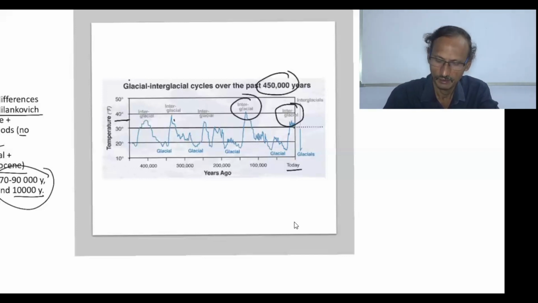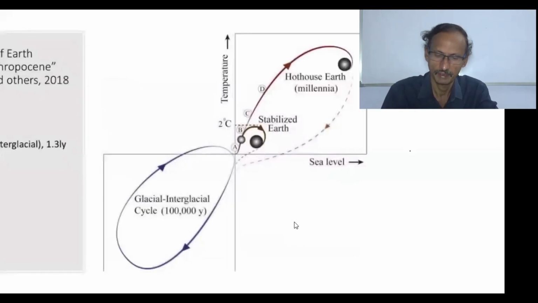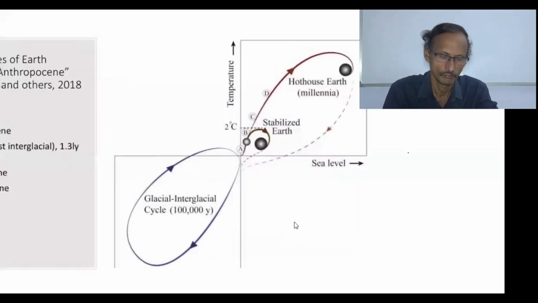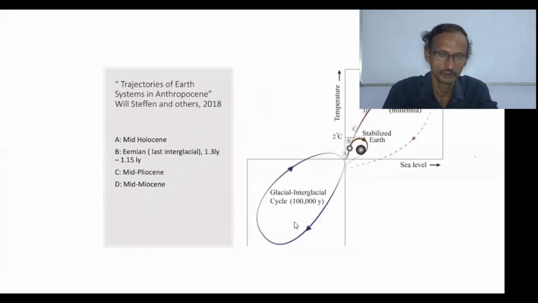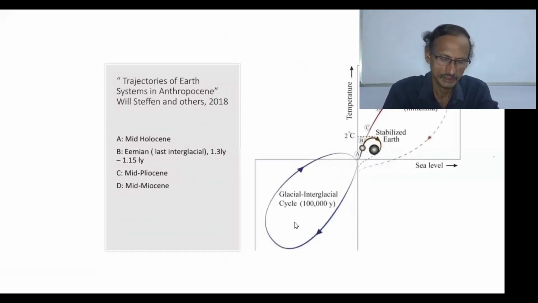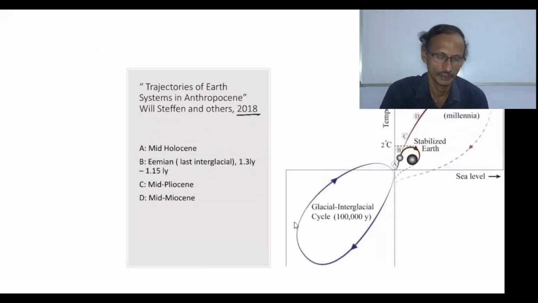This is the point explained in this paper, Will Steffen and others in 2018, titled Trajectories of the Earth System in the Anthropocene. So what does this explain?